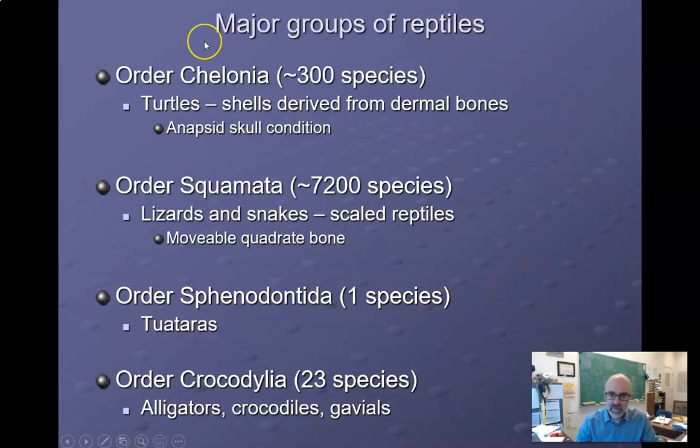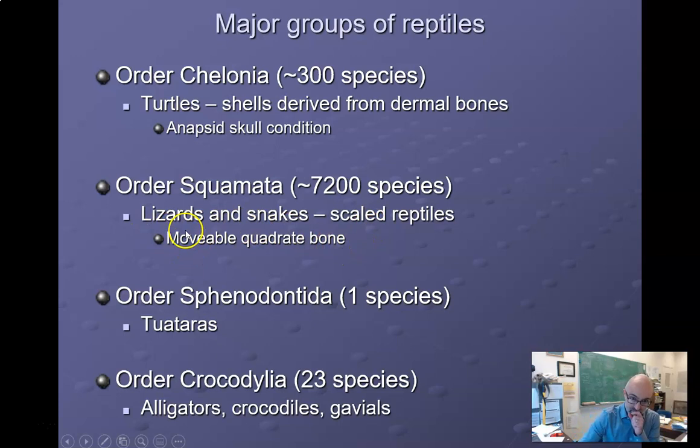Major groups of reptiles. Where's the diversity? The second order, right? About 300 species of turtles. These are anapsids. Squamates include the lizards and snakes. Certainly the highest diversity of species there.